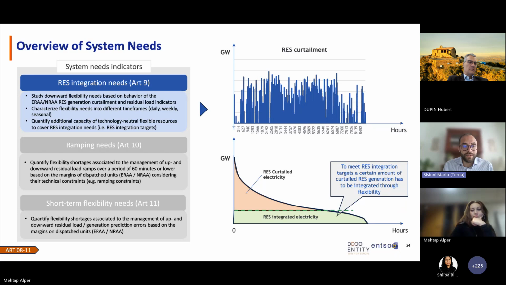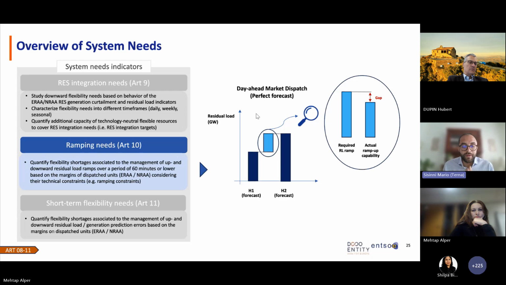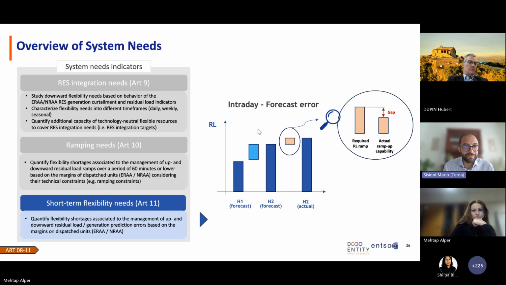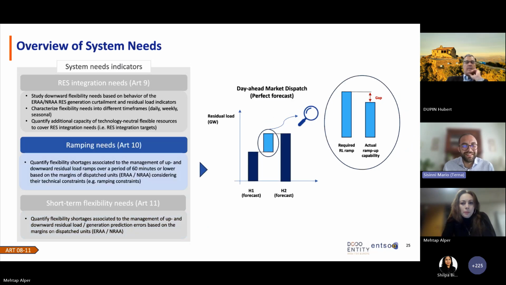We can move to the next slide, which is a second type of system need, ramping needs. Here we are focusing on a different thing. So basically we are analyzing the variation of the residual load. No, it's the previous one. Ramping needs is correct. Yes, perfect. So we are analyzing the variation of the residual load between one hour and the other, considering, of course, the number of climatic years and a different time horizon of the assessment. And we are checking basically the capability of the system to meet this variation of the residual load.